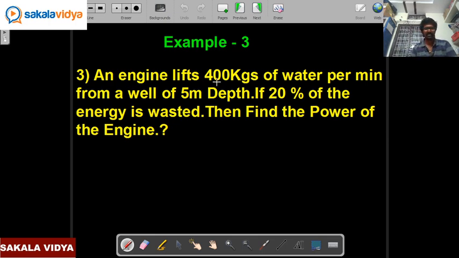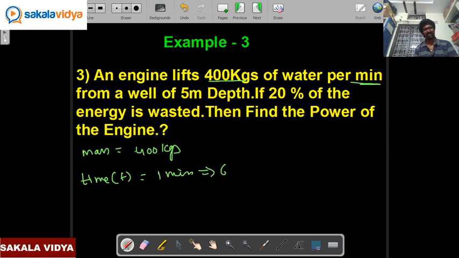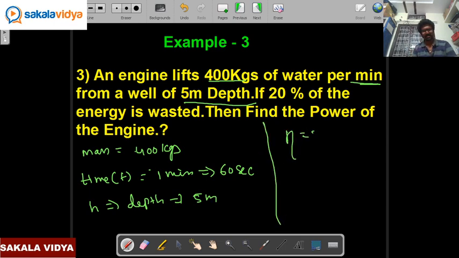An engine lifts 400 kgs of water per minute. So mass is equal to 400 kgs. 400 kgs of water per minute means time period is given, so time t is equal to 1 minute, which means 60 seconds. Next, from a well of 5 meters depth, so depth is equal to 5 meters. If 20% of energy is wasted.